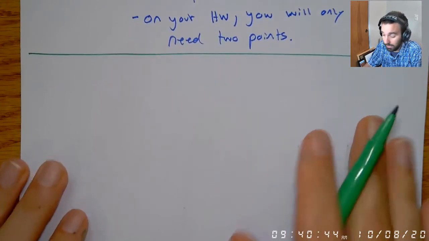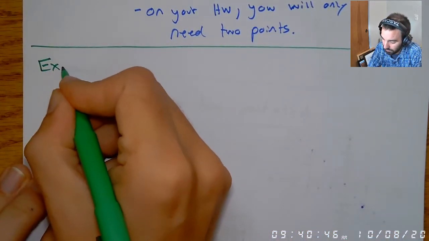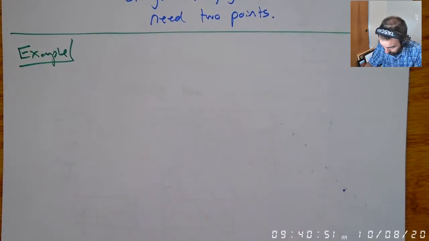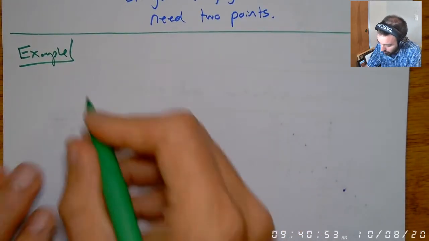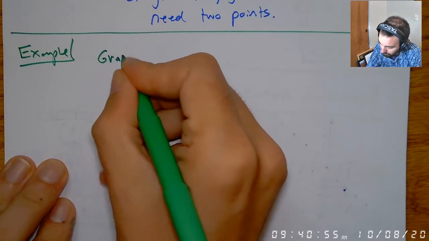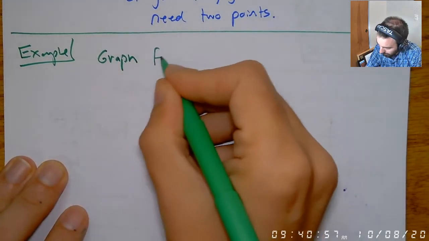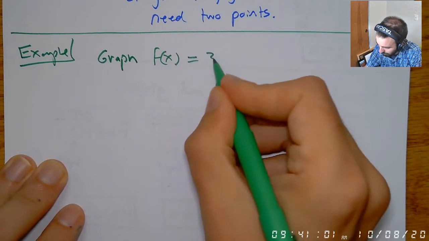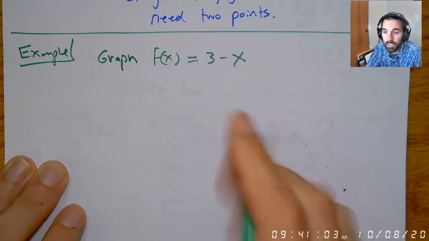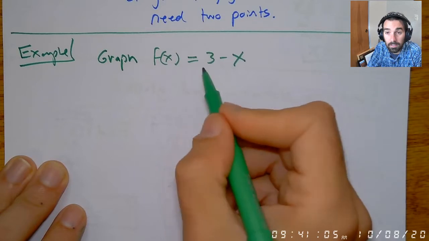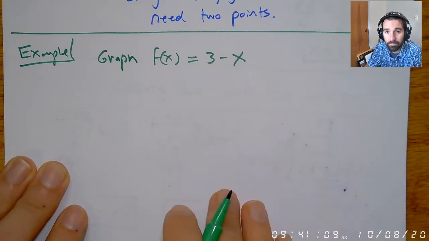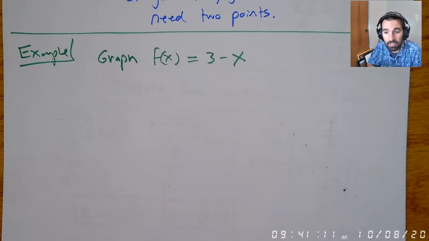So let's take a look at an example of this. We're going to graph f of x equals 3 minus x. Okay, so this is a line, right? We have an x term with something in front of it and a number. So to do this, we're going to make a table.